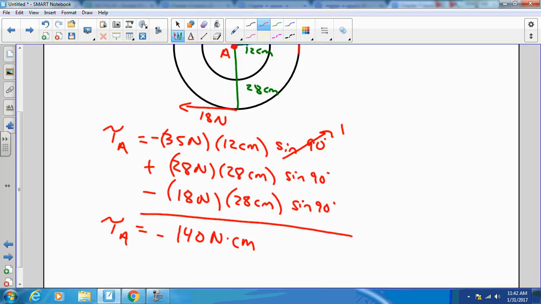Does that make sense? The only angle that matters when computing torque is the angle between the force and the distance. And if that angle happens to be 90 degrees, then this would be the radius. Now here's a question that sometimes comes up and troubles people.